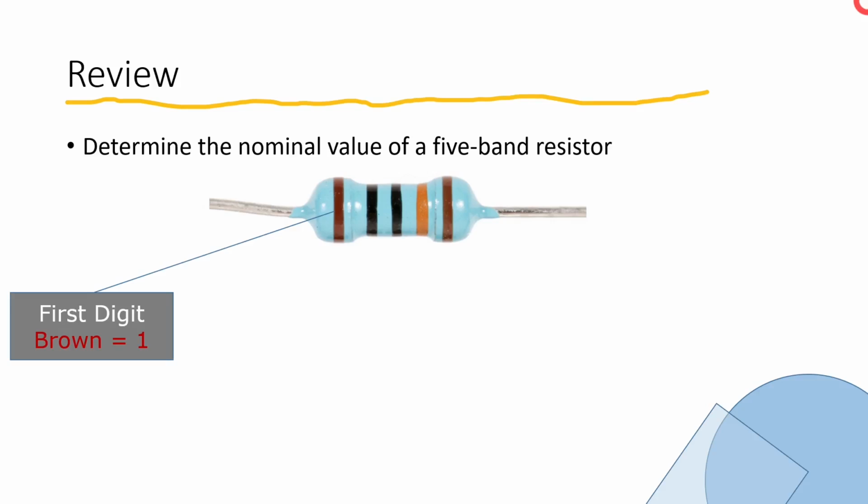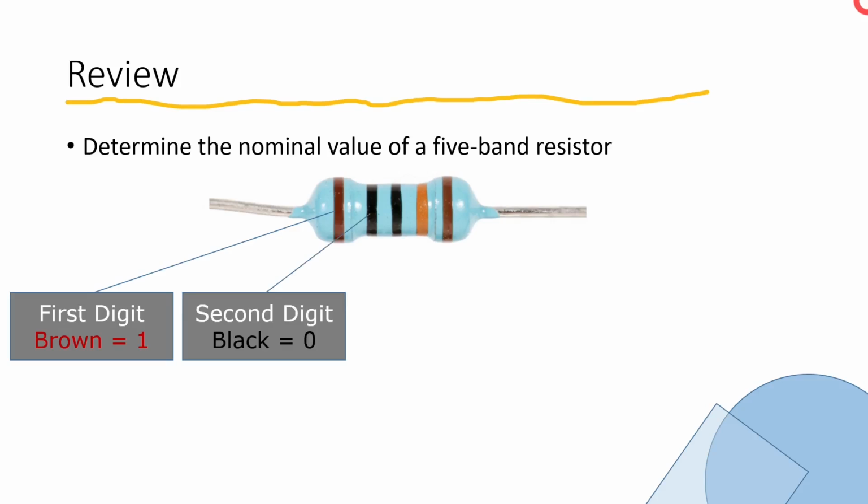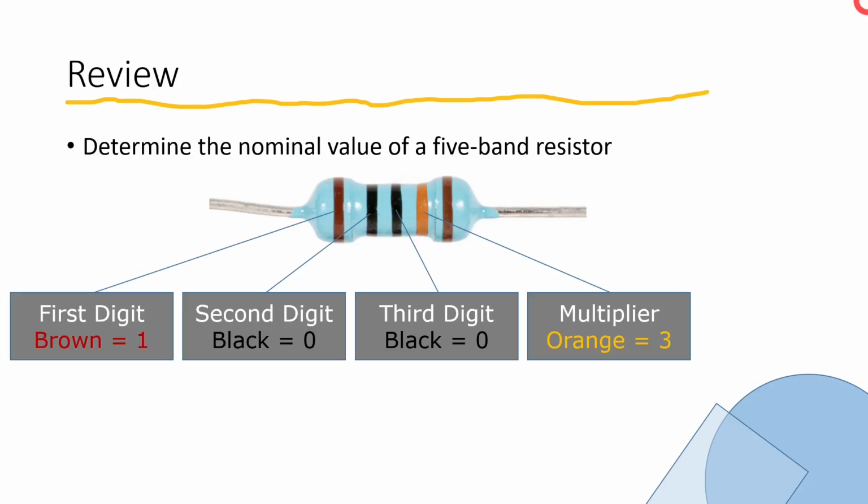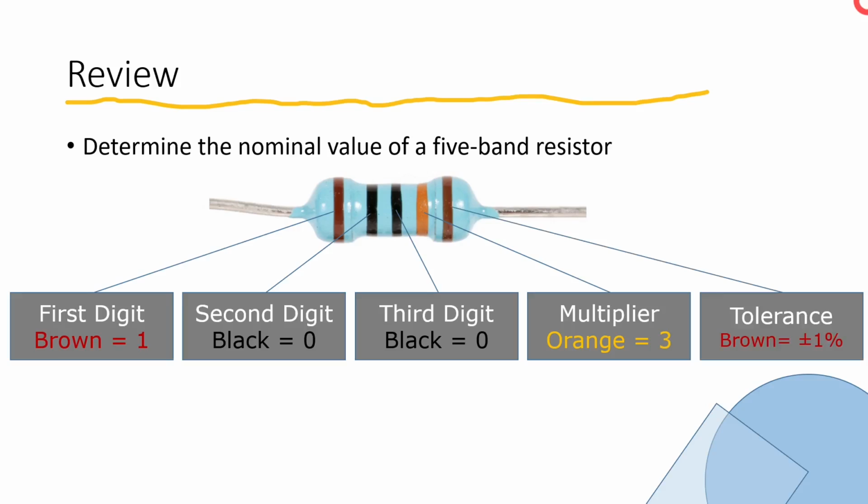Okay, the first band is brown, which means a significant digit of 1. The second band is black, which gives us a significant digit of 0. The third band, which represents the third digit, is also black, so that gives us a significant digit of 0. And then the fourth, which is an orange band, is a multiplier, and that's going to place 3 more zeros onto the end. And then our tolerance band is 1%.